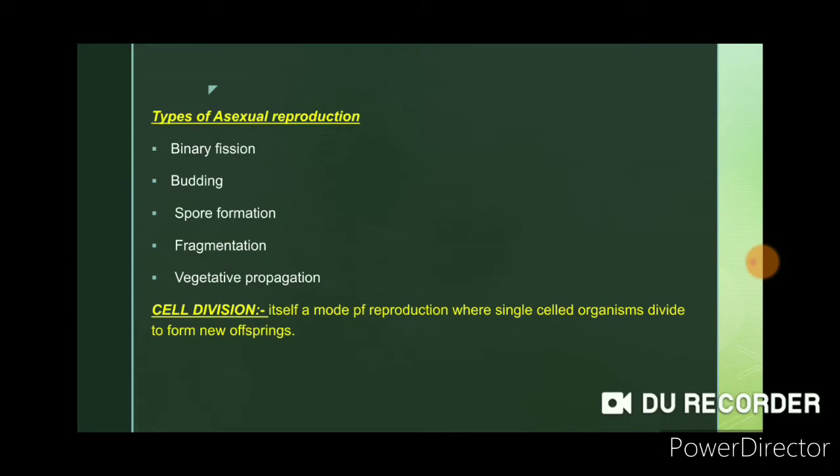Now, types of reproduction. We have 5 types of reproduction, that is binary fission, budding, spore formation, fragmentation, and vegetative propagation. We'll be dealing with all these types one by one, so let's get started. But first of all, what do we mean by cell division? Cell division is when a single cell organism divides to form a new organism. That process is known as cell division.